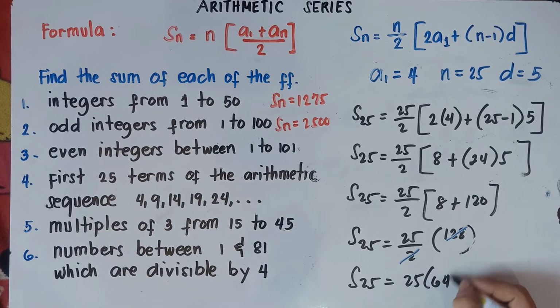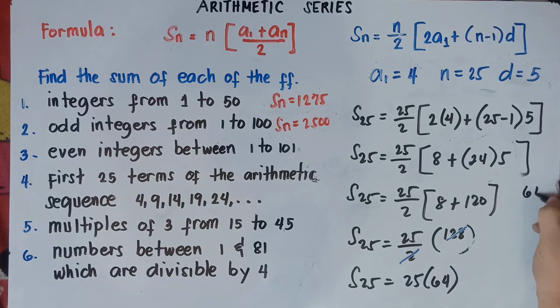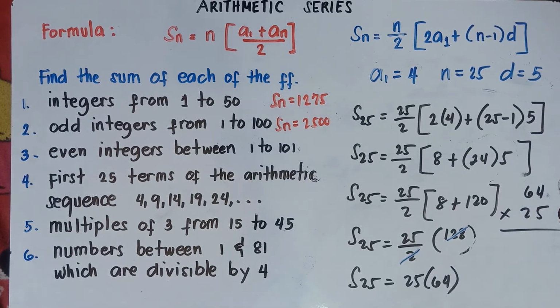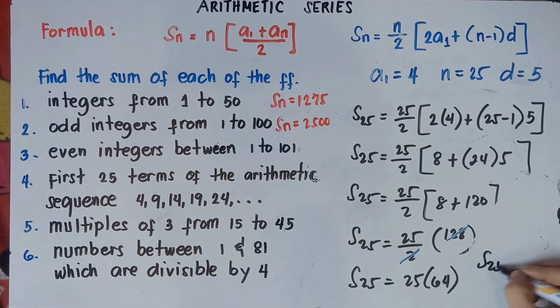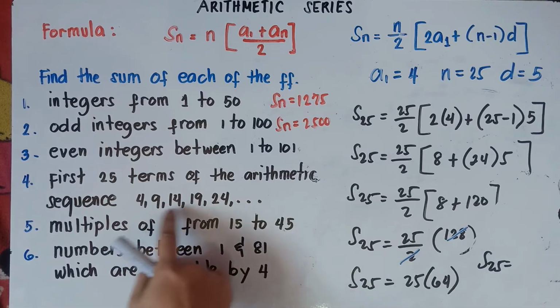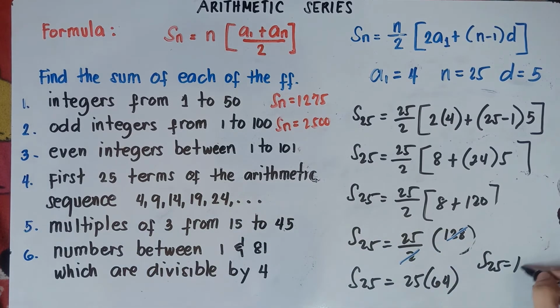25 times 64. Let's multiply 25 times 64. 64 times 25. 5 times 4 is 20, 0 carry 2. 5 times 6 is 30, plus 2, that's 32. 2 times 4 is 8. 2 times 6 is 12. Bring down 0. Add this one. 8 plus 2 is 10. Then 3 plus 1 is 4, plus 2 is 6. Bring down 1. 1,600. So our answer is 1,600. So S sub 25, or the sum of the first 25 terms of this given arithmetic sequence, is 1,600.